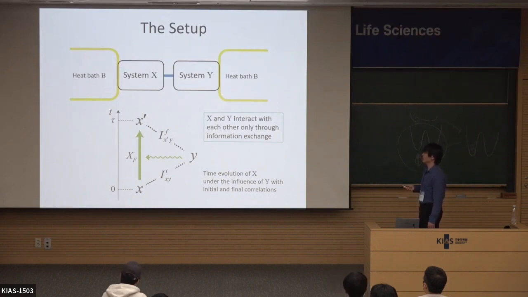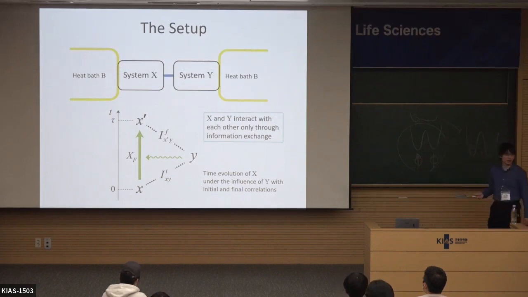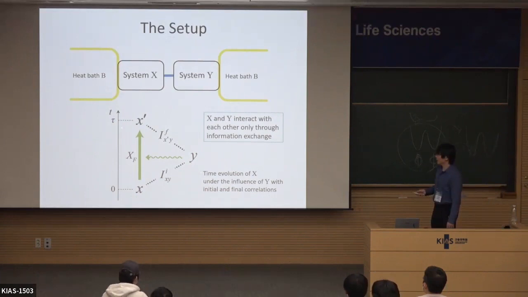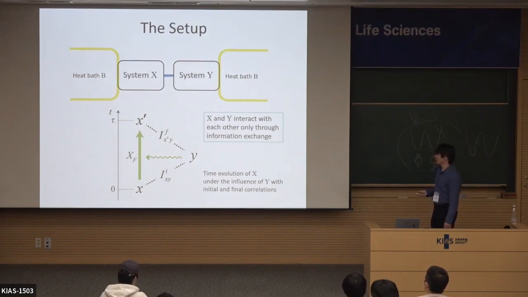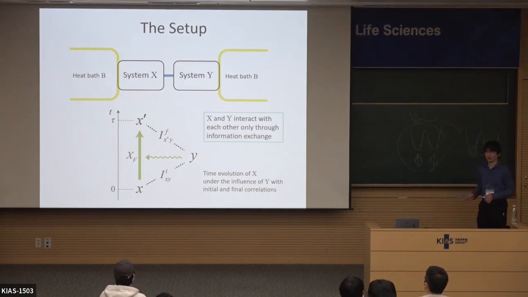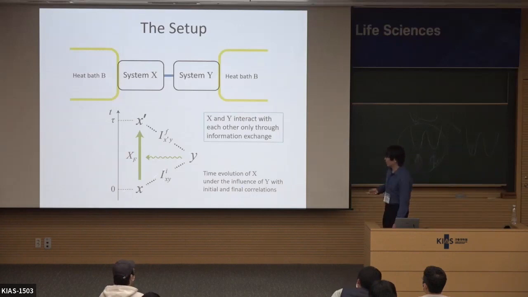And as a specific setup, we consider the system here that evolves from time zero to tau, from X to X prime. During that process, system X exchanges information with system Y, but the state of the system Y doesn't change in time. So this is a simplified setup, but this setup includes several important situations, and also we can take a kind of continuous limit of this diagram. So specifically, we have the initial mutual information between X and Y here, and X prime and Y here.